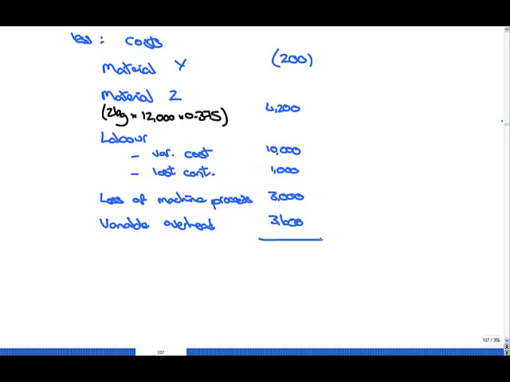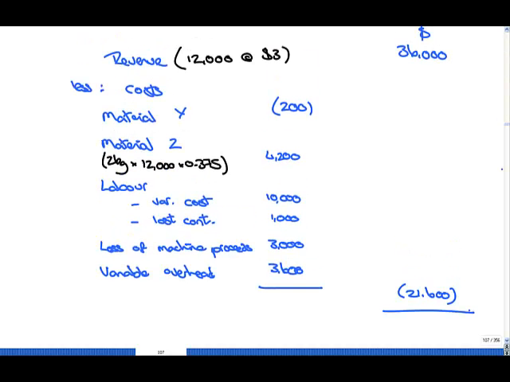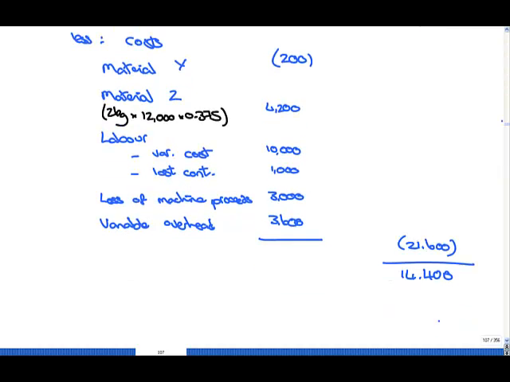So if we work out now what the outcome of this product T proposal is, $21,600 comes off of our $36,000 of income. It leaves us with a positive $14,400. So because this is positive, you would accept the proposal to make product T.